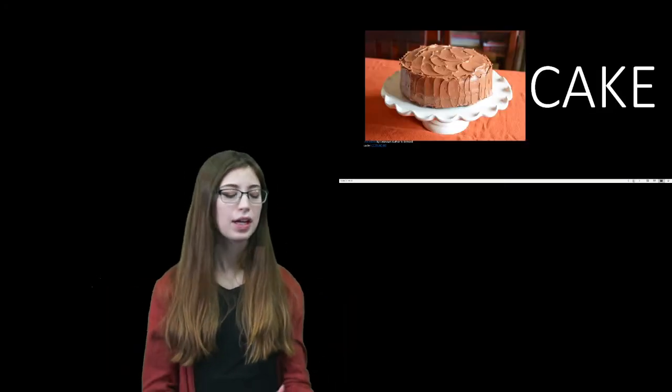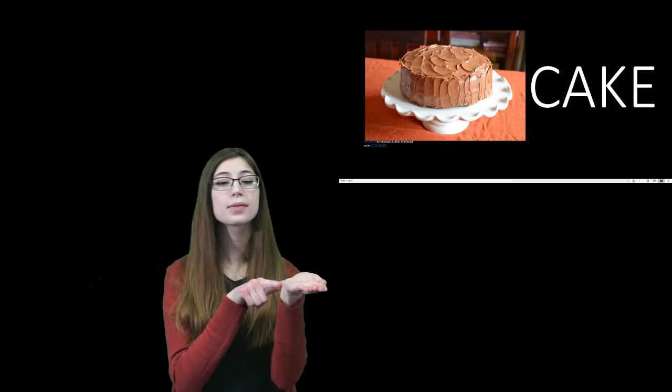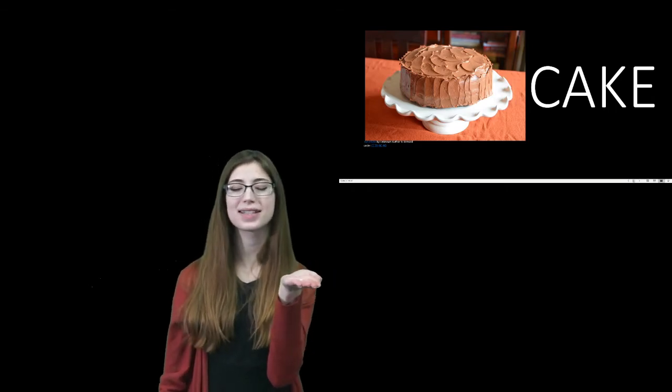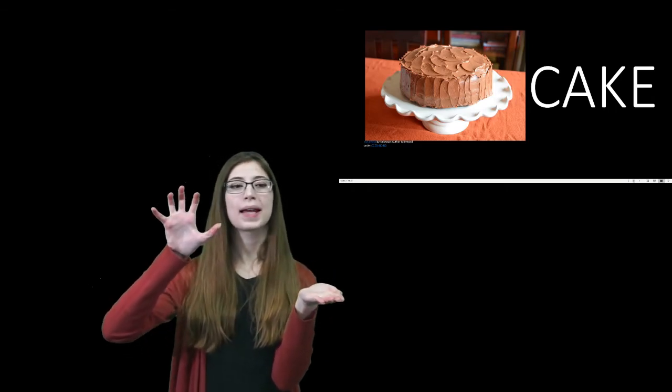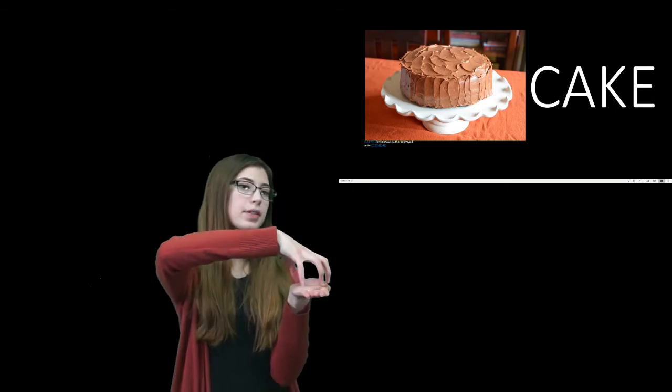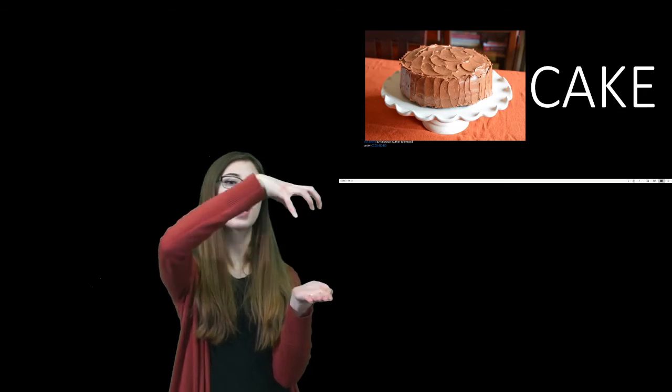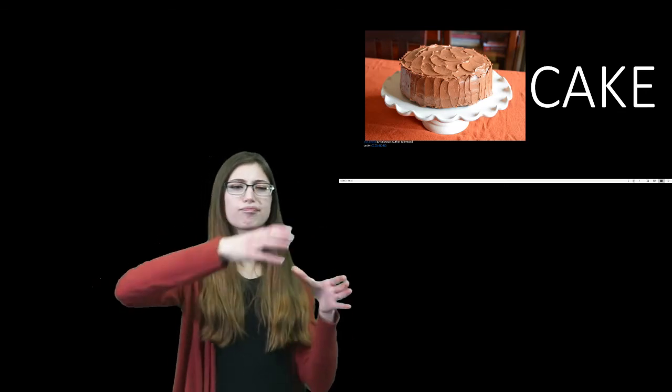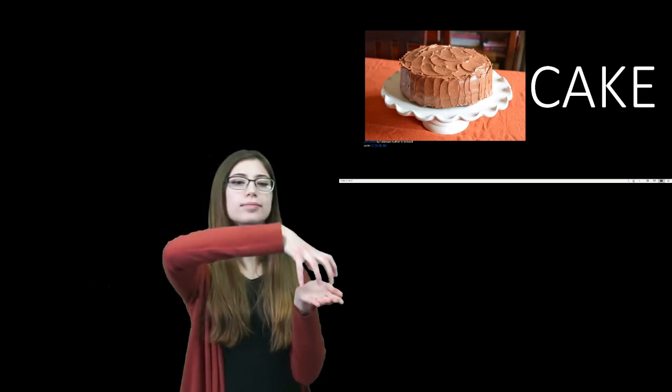Cake. You're going to make a cake plate with an open V handshape on your non-dominant hand. You're going to do a clawed 5 handshape. Start at the base of your cake and then move up to show that it's a big, tall cake. Cake.